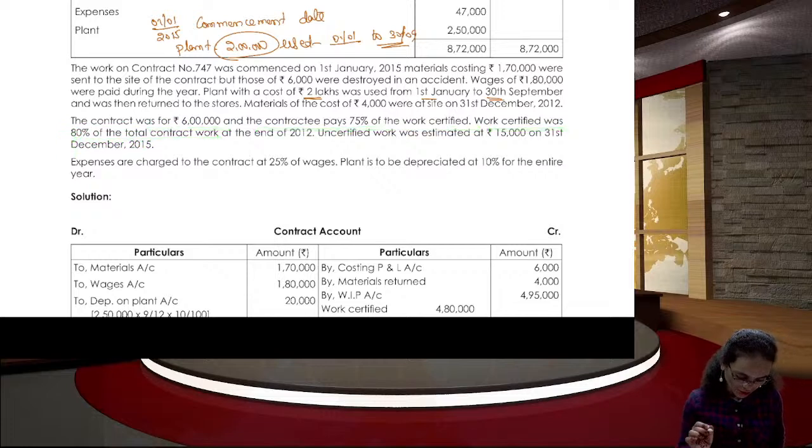See, what is the total contract work? On that, 80% is the work certified. Work certified into 75% is paid as cash at the end of 2012. Uncertified work was this much on 31st December. Okay. Expenses are charged to the contract account at 25% of the wages. Plant is to be depreciated at 10% for the entire year.